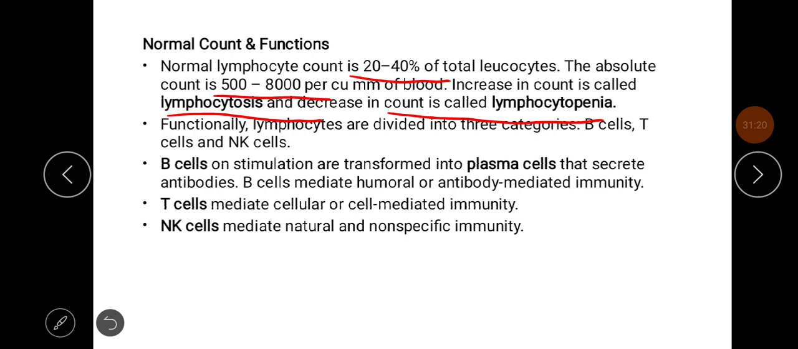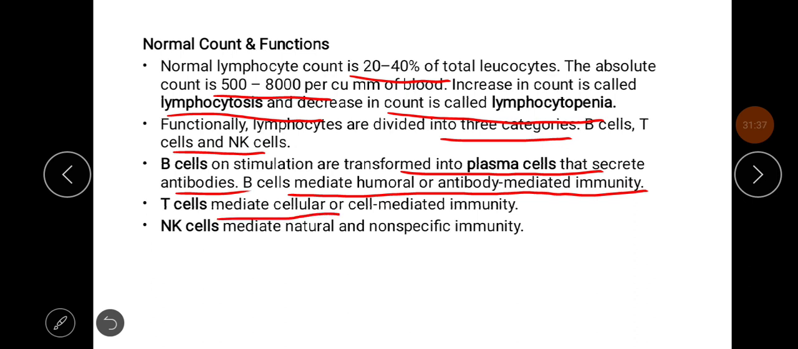Functionally, lymphocytes are divided into three categories: B cells, T cells, and NK cells. B cells on stimulation are transformed into plasma cells that secrete antibodies. B cells mediate humoral or antibody-mediated immunity. T cells mediate cellular or cell-mediated immunity. NK cells mediate natural or non-specific immunity.